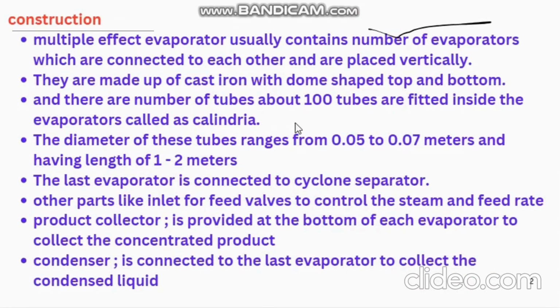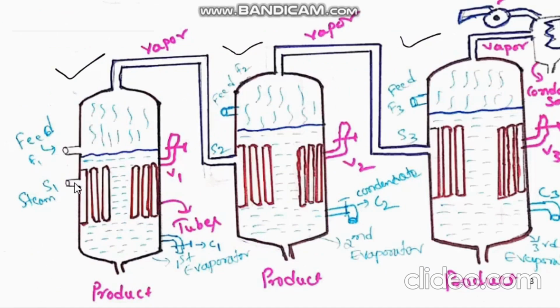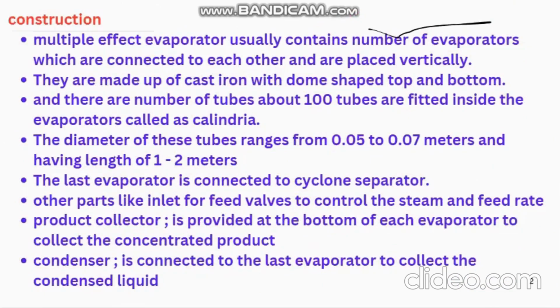The diameter of these tubes is 0.02 to 0.05 meters and the length is about 1 to 2 meters. The last evaporator is connected to the cyclone separator. Other parts include the inlet, feed valves to control the steam and feed rate, the product collector at the bottom, and the condenser, which is connected to condense the vapor.